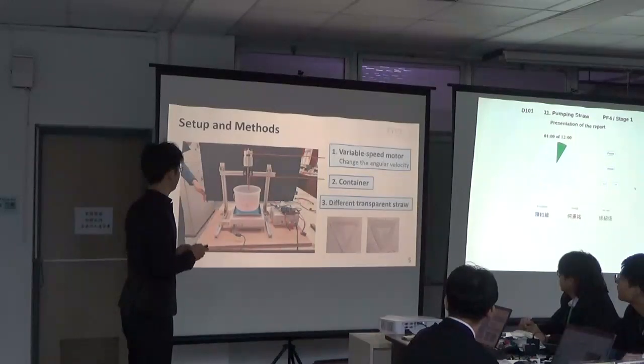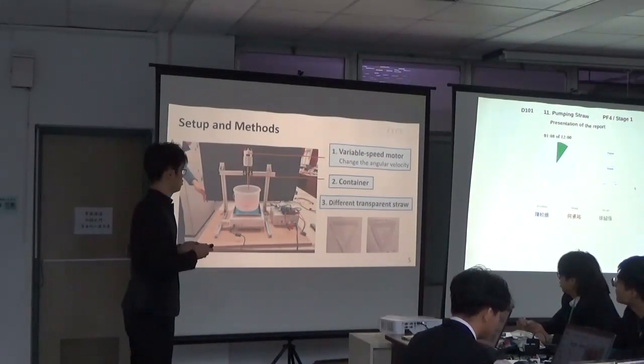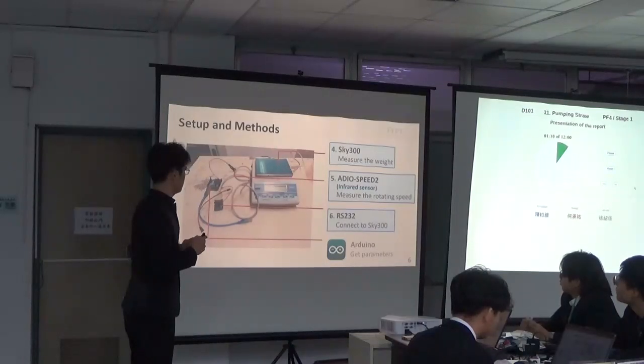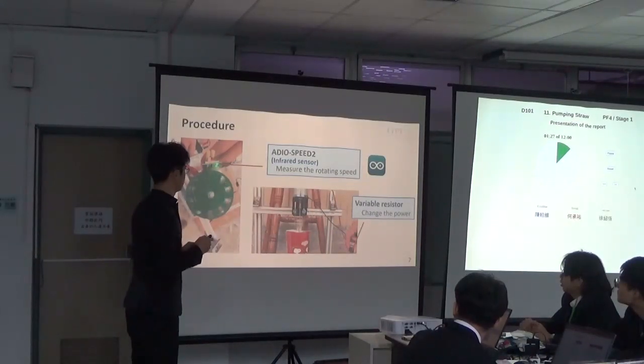For my instrument setup, I use a variable speed motor to change the angular velocity, a container to hold the water, and different transparent straws for my experiment. We use an electronic balance to measure the weight of the water, and an infrared sensor to measure the rotating speed. Both of them can be connected to the Arduino, which can return the parameters more precisely each time.